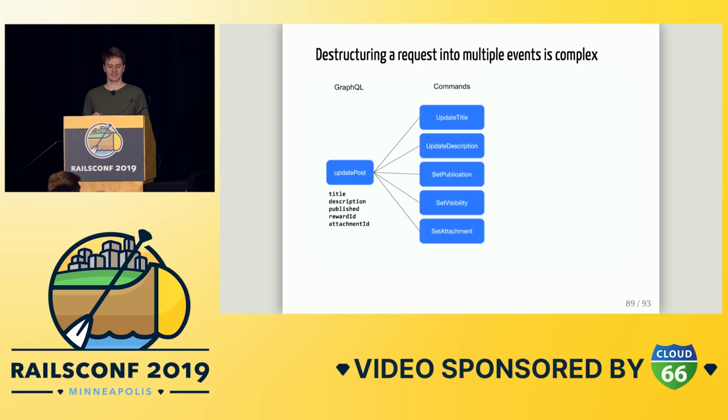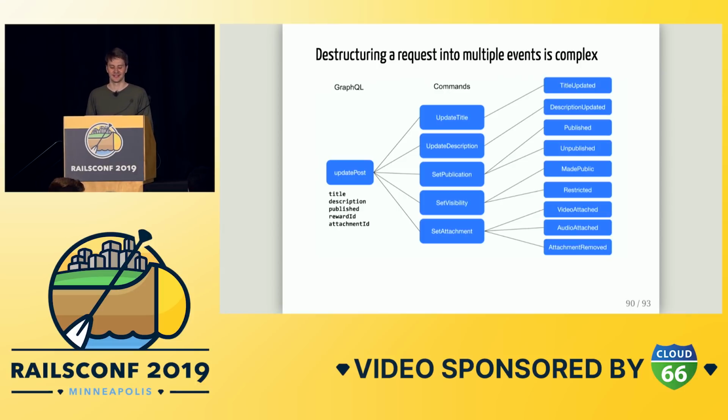If you imagine a user that's updating a post in the UI and you get a full payload with a title, description, published attribute, etc., well, you need to compare whether the title has changed. And if it has changed, then you emit an updated title event. You don't want to emit an event every single time the user updates something if it hasn't changed.